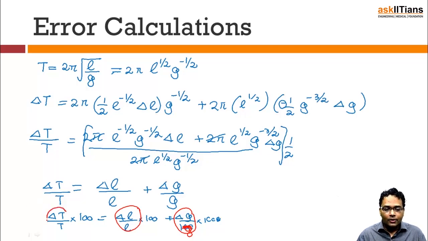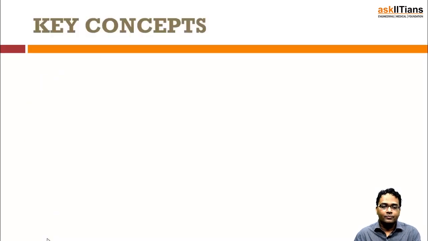So that from there you can find out how much is the percentage change taking place in the time period of the pendulum, right? So this is a very, very important thing, right? Hopefully the steps are clear.